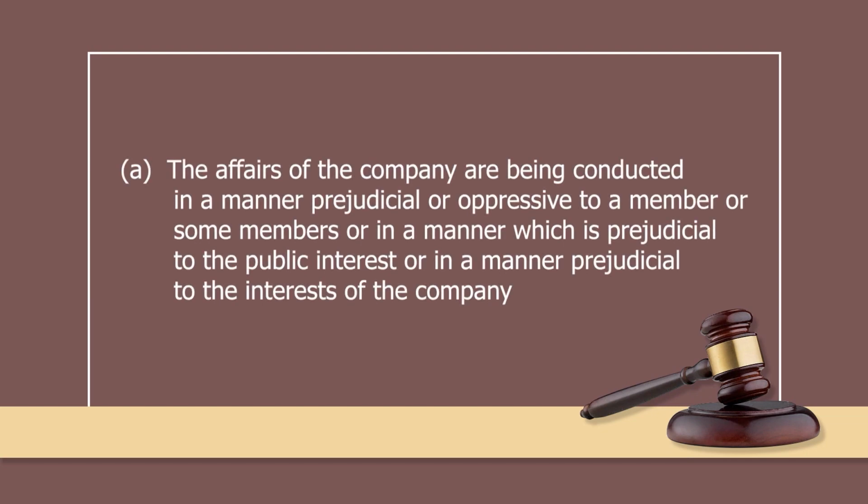Further, the proviso to Section 244 Clause 1 provides that the tribunal may on application allow any number of member or members to sue if in its opinion circumstances exist which make it just and equitable to do so. The grounds on which an application can be made under Section 241 are, firstly, that the affairs of the company are being conducted in a manner prejudicial or oppressive to a member or some members, or in a manner which is prejudicial to the public interest, or in a manner prejudicial to the interests of the company.